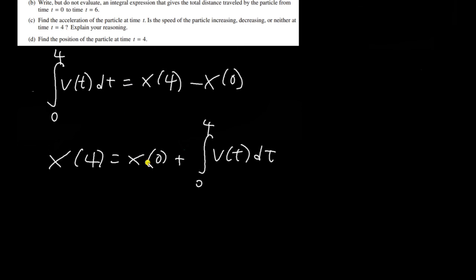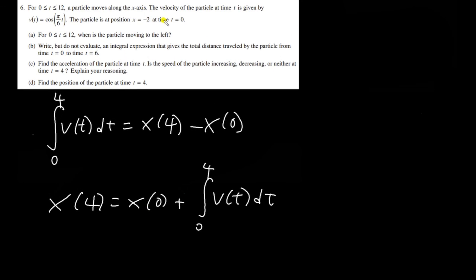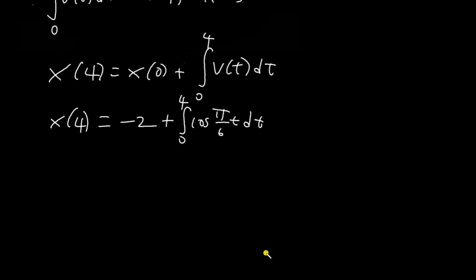So we're going to find the position at t equals 4. We know that x of 0, the position at 0, is negative 2, because they told us it's at position x equals negative 2 at time t equals 0. So x of 4 is equal to negative 2, which is x of 0, plus the integral from 0 to 4. What's v of t again? Well, it's cosine of pi over 6 t dt. Now you have to integrate this by hand. You can do u substitution, but in this kind of thing, you want to try to do this by hand, or by your mental ability if possible.